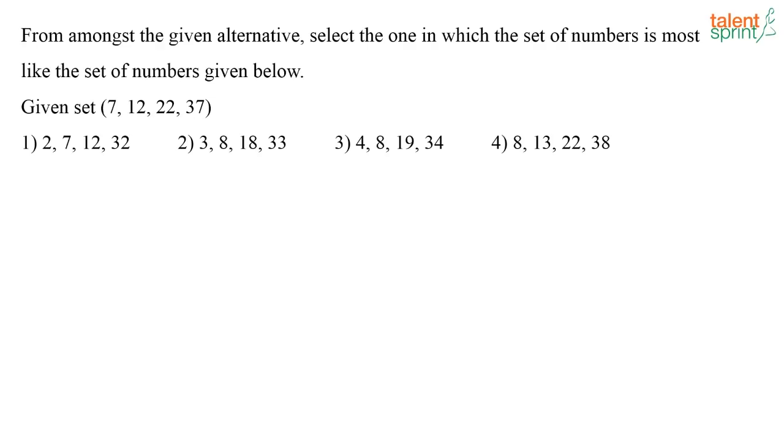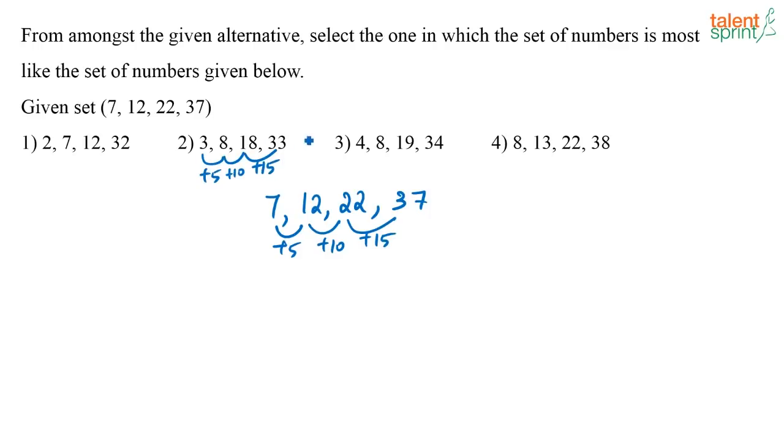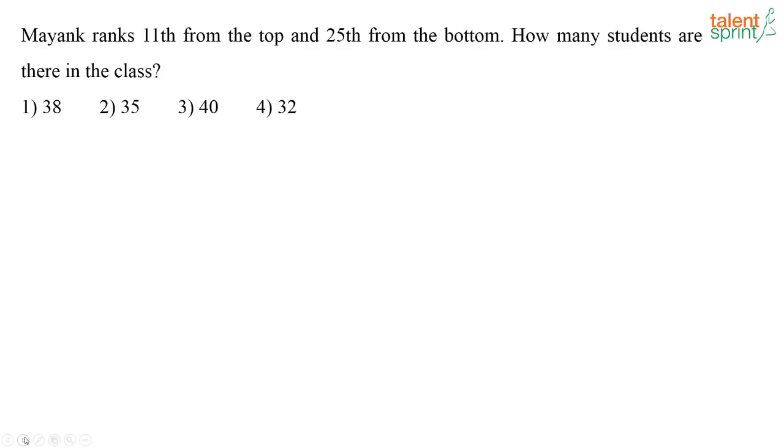From amongst the given alternatives, select the one in which the set of numbers is most like the set of numbers given below. Yes, again a very easy one. See what is the pattern followed here. You have 7, 12, 22, 37. 7 plus 5 is 12, 12 plus 10 is 22, 22 plus 15 is 37. So which of these given sets follow the same pattern? This option, right? 3 plus 5 is 8, 8 plus 10 is 18, 18 plus 15 is equal to 33. That is option 2. Next.